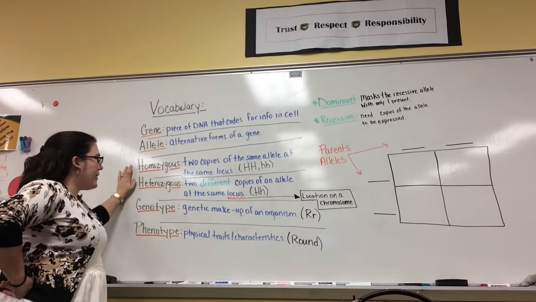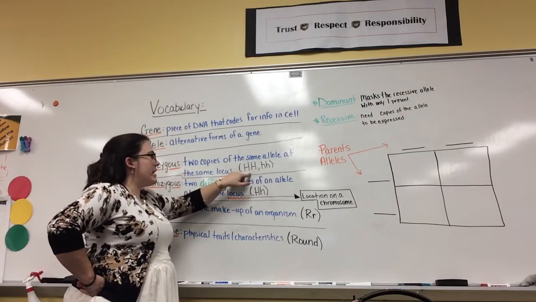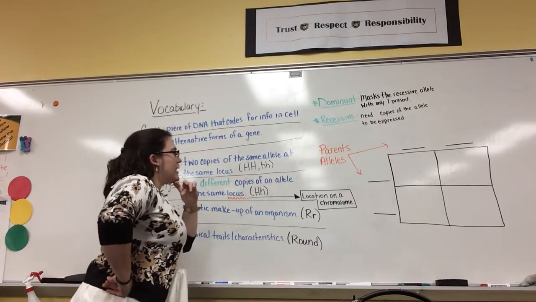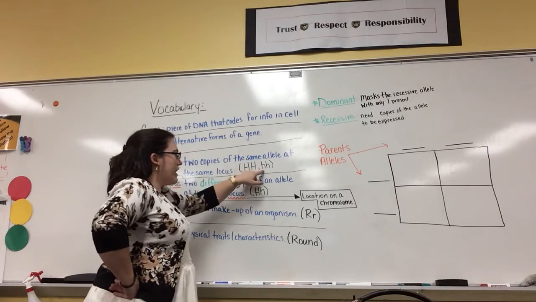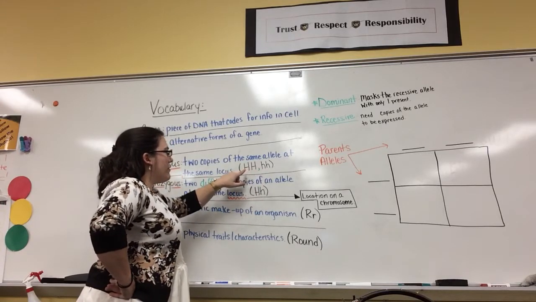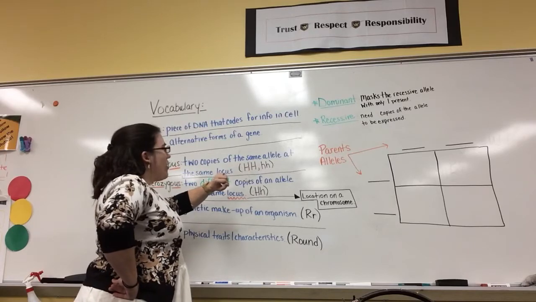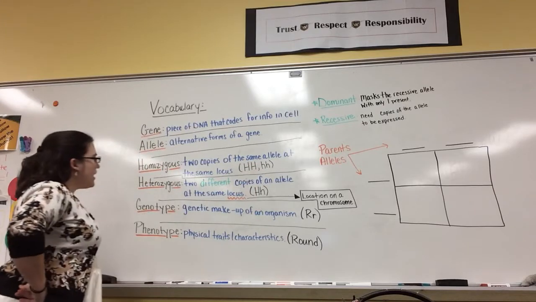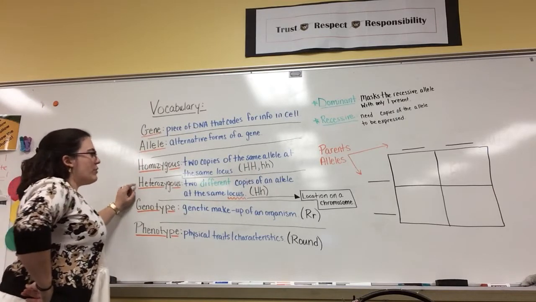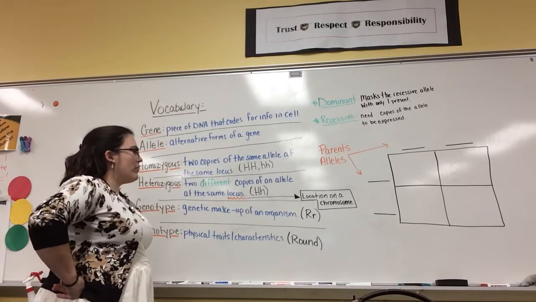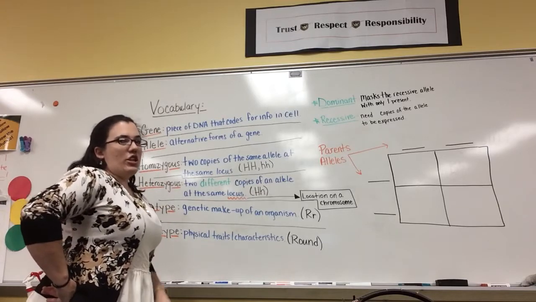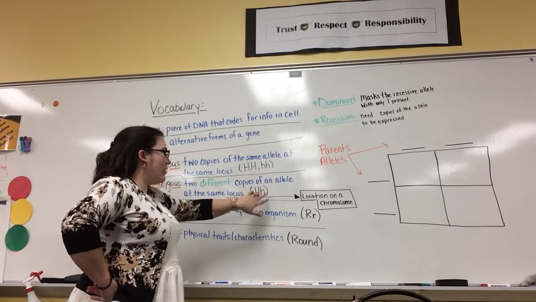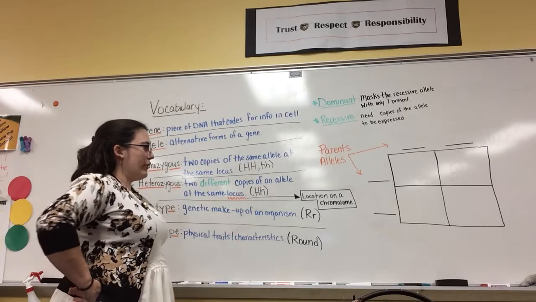Now, when they're homozygous, they're the same allele, so you could have homozygous dominant or homozygous recessive. So homozygous dominant would have two big letters like this. We always represent dominance by a capital letter, and we exhibit recessiveness by a lowercase letter. So most of you have probably heard of that before. Now, conversely, we have heterozygous, which would be two different copies of an allele at the same locus. So with heterozygous, you would have one capital letter and one lowercase letter. In this instance, big H, little h.